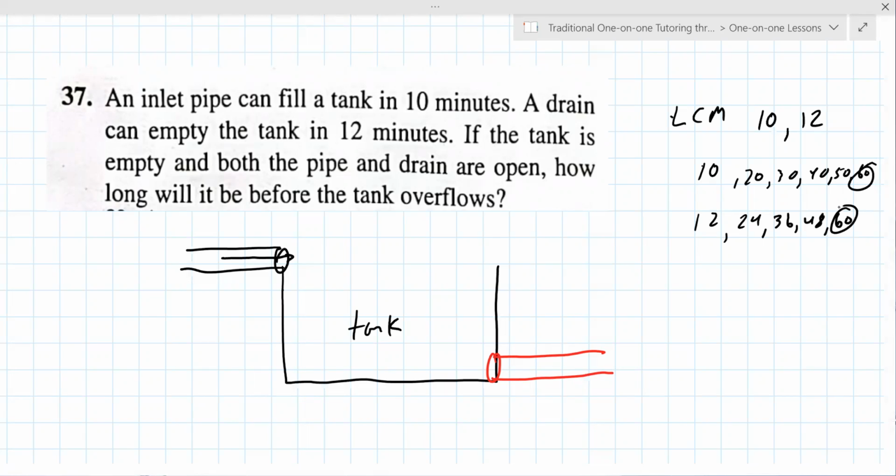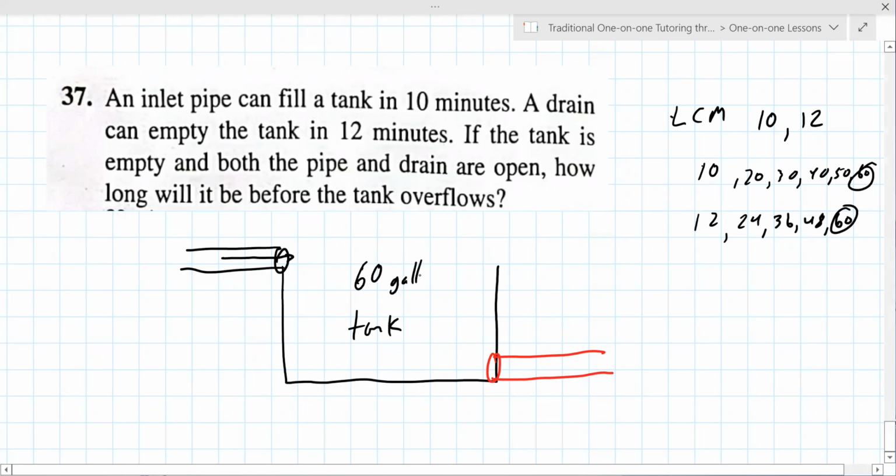So the idea here is that, let me just read this one more time. Fill a tank in 10 minutes. So what we're missing here is a rate. If we knew how big the tank was, then we could figure it out, right? So let's just say the tank is 60 gallons. Least common multiple. There's a reason we did all that.